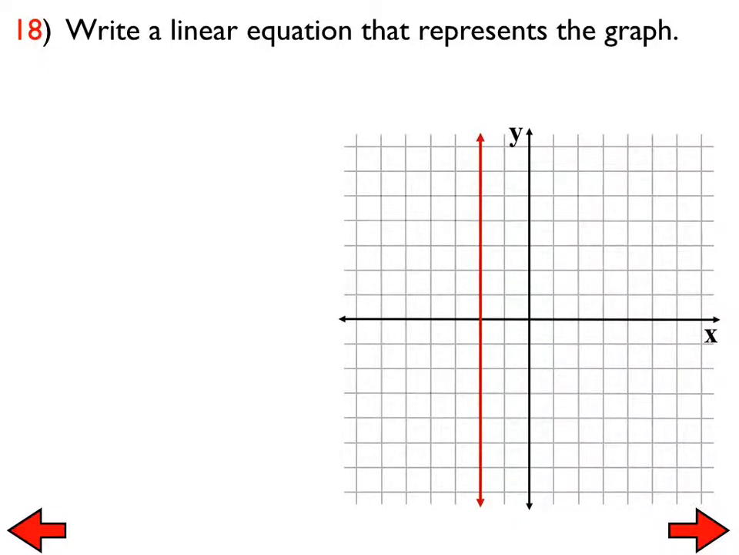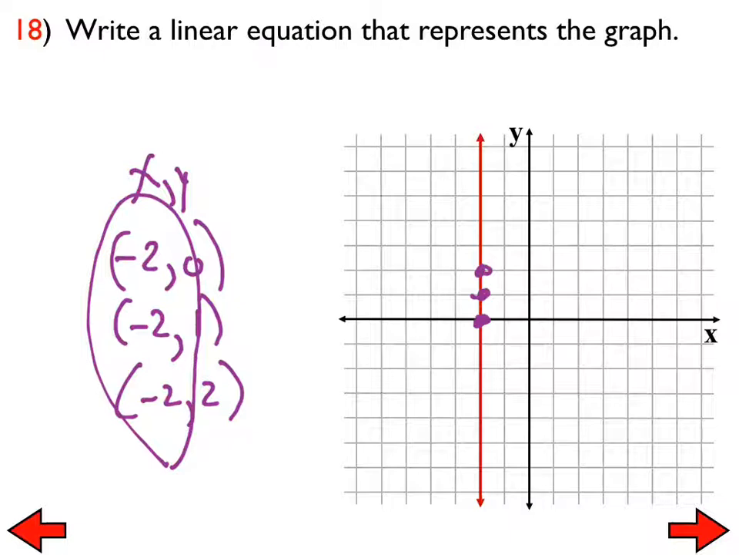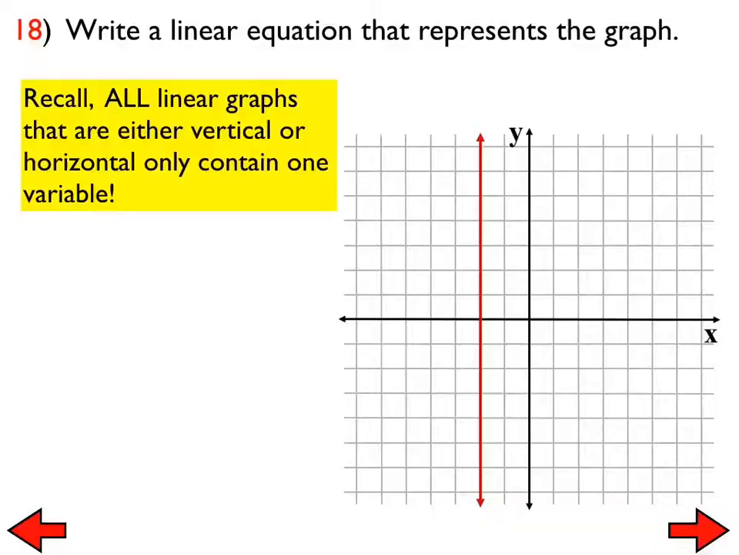Now in number 18, remember, all vertical or horizontal lines should be a trigger to you that this is an equation with only one variable. Now if you get stuck, you could do this. You could say, all right, I see (-2, 0) there, and I see (-2, 1) there, and I see (-2, 2) there. Look, the x values are all negative 2 in those three ordered pairs. That might be a trigger that, oh yeah, this is going to be x equals negative 2. So recall all linear graphs that are either vertical or horizontal only contain one variable, and it just depends on whether they're vertical or horizontal and where they're going through.